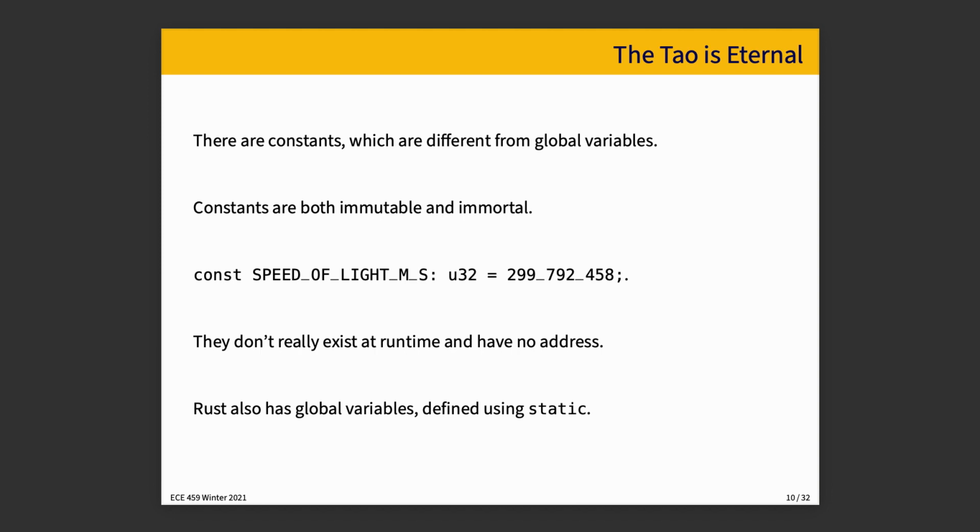When I say it doesn't exist, it wouldn't be the case if you multiplied, E equals mc squared. The c component would somehow fail to materialize. However, they aren't treated the same as other variables. Rust also has global variables defined using static. Although those things themselves are immutable, they can point to things that mutate.